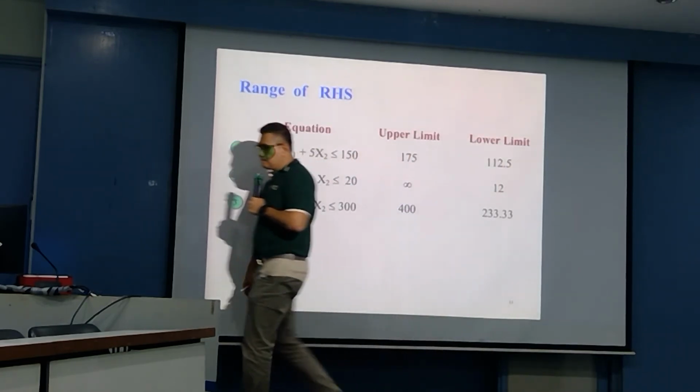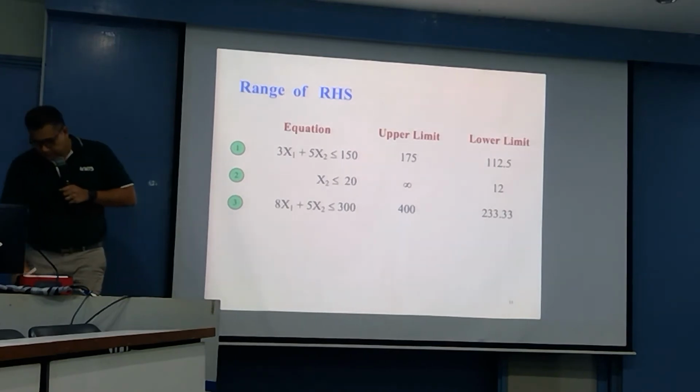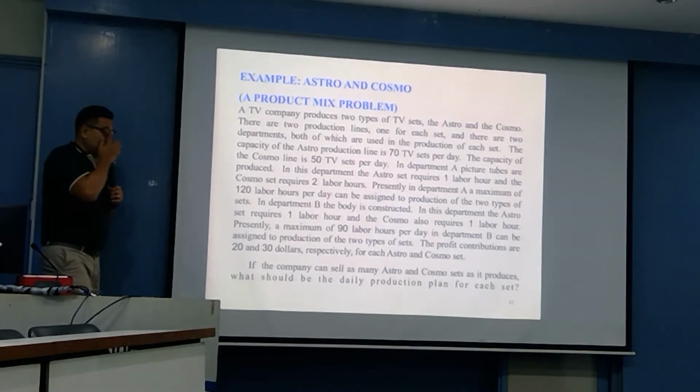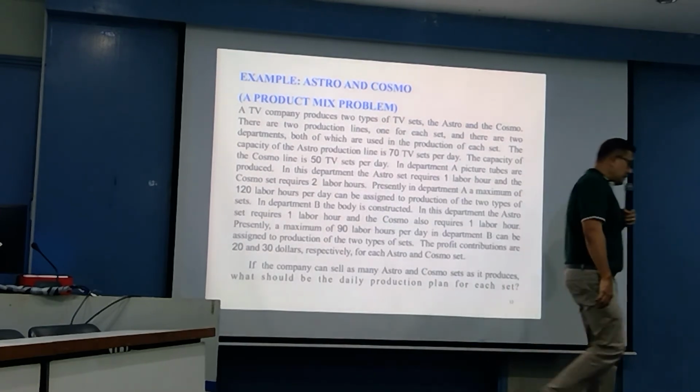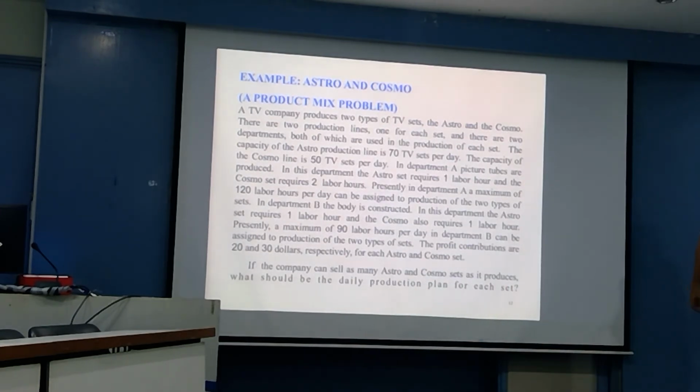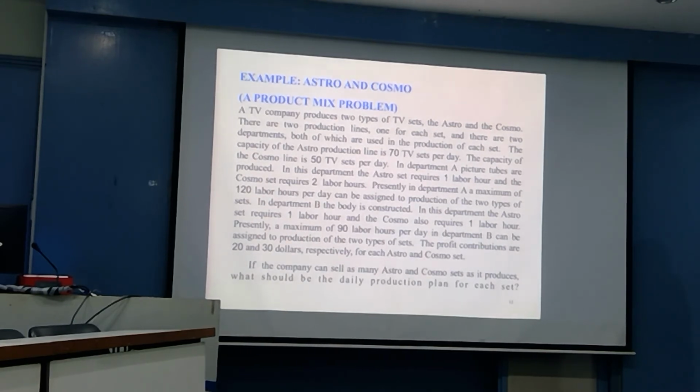How about practice one more example? The last one for today. This example is about the TV company. They produce two TV sets, Astro and Cosmo. These two TV sets are using the same department to make their production.